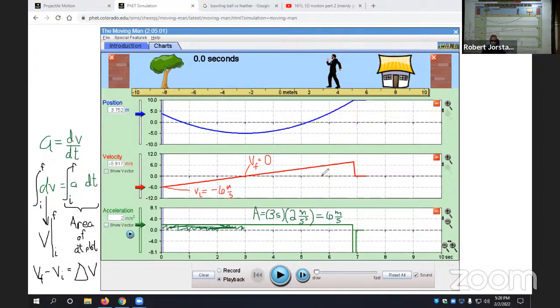What's the change? +6. Do you see how that delta V is crucial now? So remember that, we've got to have the change in velocity. Notice this 6 meters per second does not equal 0, but it does equal delta V. Good on that? Everybody cool with that?